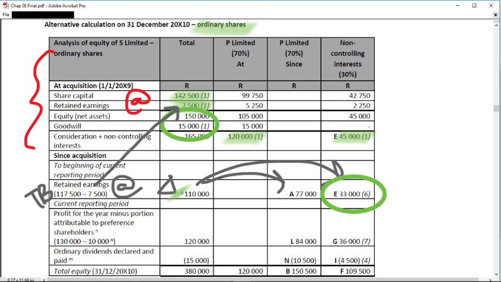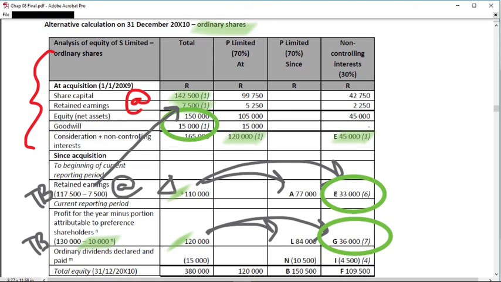It's fully attributable to the ordinary shares because to get to that TB amount, the portion of the preference dividend was already excluded. Then in the current year, we start again with the TB, 130,000 Rand profit. Now we exclude the portion attributable to the preference shareholders. That gives me the 120,000 Rand attributable to the ordinary shareholders. That gets attributed to parent and NCI. The moment you have something for NCI, there's another consolidation journal entry.